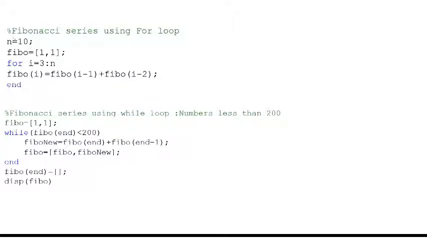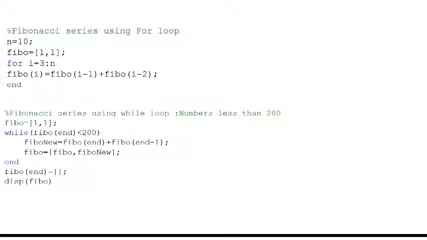Here the first line is a comment in the program, marked with a percentage sign. Whatever is highlighted in green is a comment and is not part of the program executed by the compiler. It is just for the understanding of the programmer.